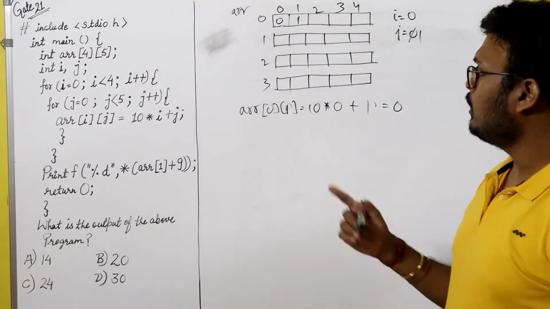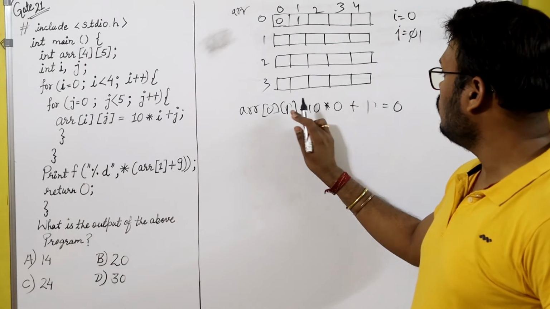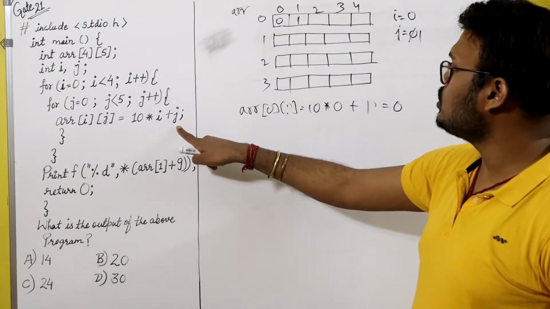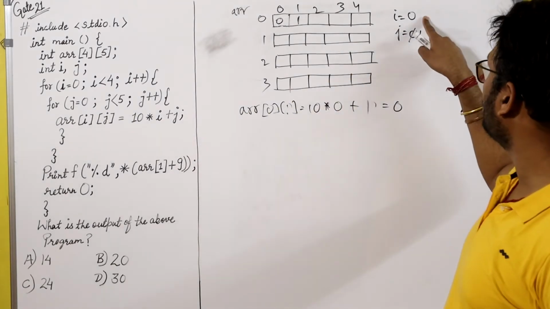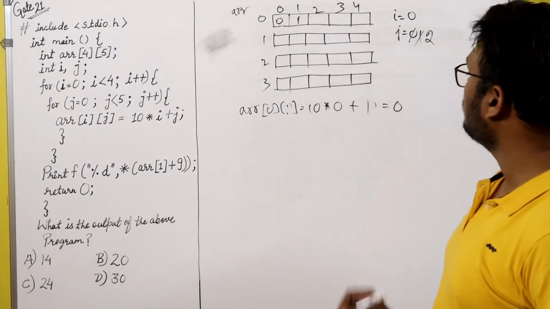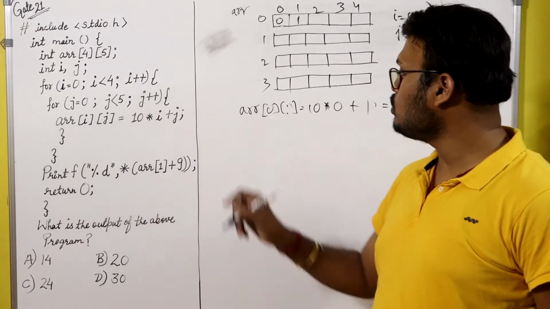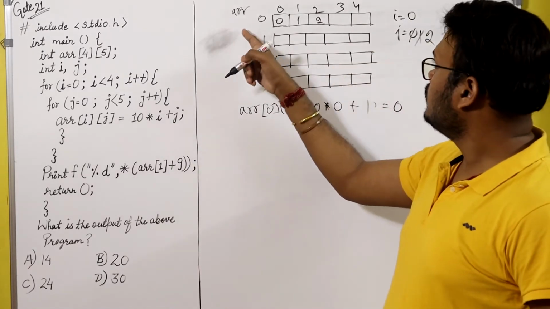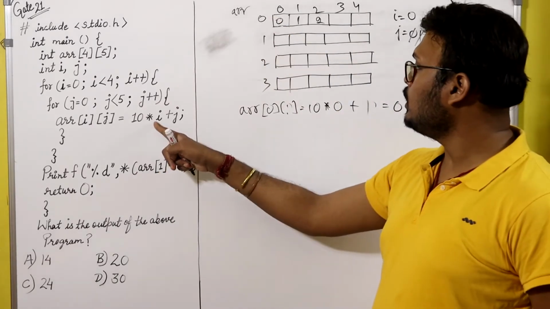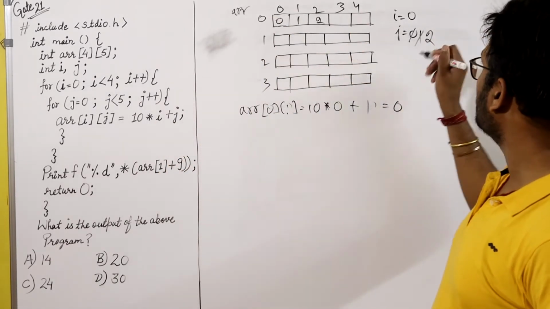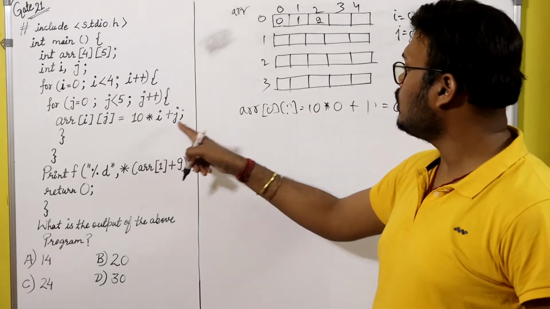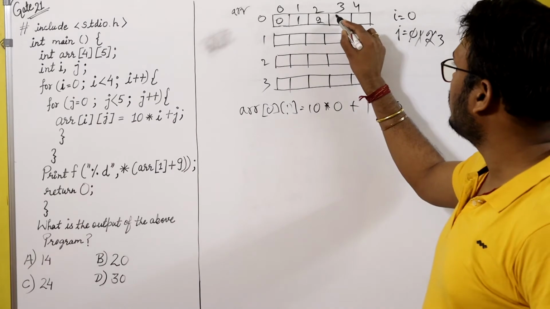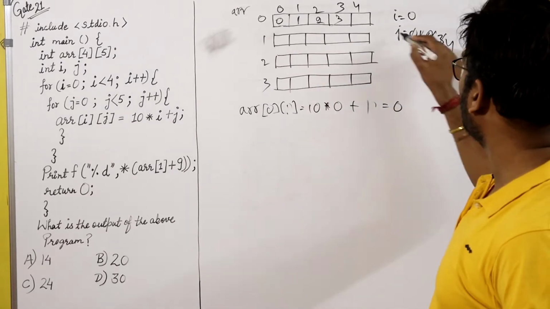Similarly, what is array of 0, 2? It is 10 into 0 plus 2, because the i value is 0 and now j has incremented to 2. 10 into 0 plus 2 is 2. Similarly, array of 0, 3 is 10 into 0 plus 3, because this time j is 3, and that is 3. Similarly, array of 0, 4 is 4.